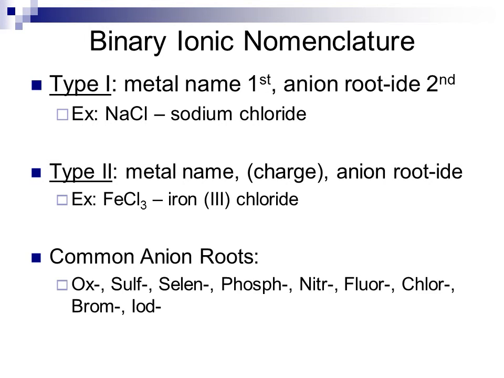Common anion roots are things like ox for oxygen, sulf for sulfur, selen for selenium, phos for phosphorus, niter for nitrogen, fluor for fluorine, chlor for chlorine, brom for bromine, iode for iodine.